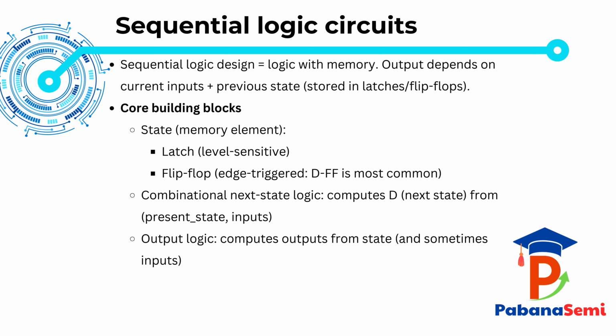Next, we have the combinational next state logic. This block computes the next state, typically the D input of a flip-flop, using the present state and current inputs. Finally, the output logic computes the final outputs. These outputs are derived from the stored state and sometimes directly from inputs as well. Together, these blocks form the foundation of all sequential digital systems, including counters, registers, and finite state machines.